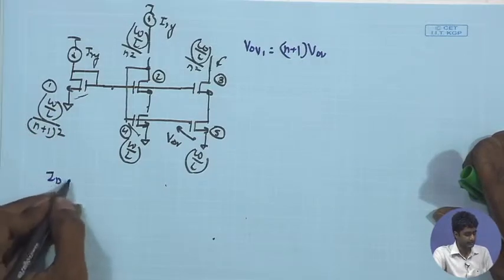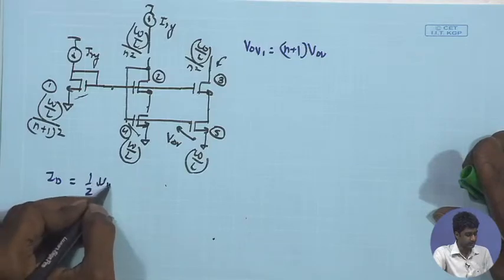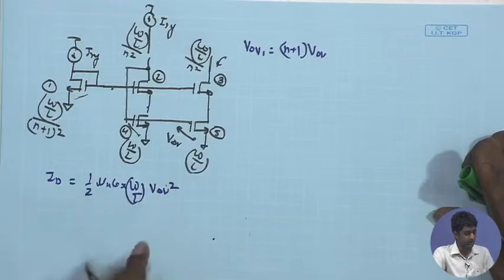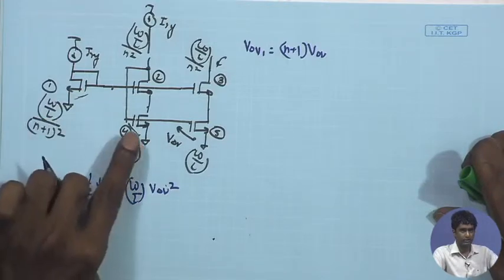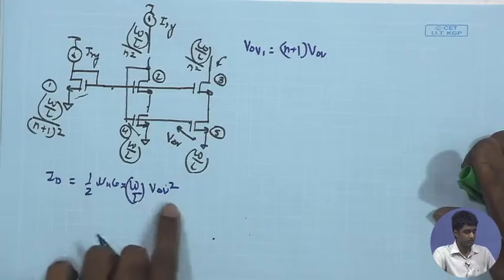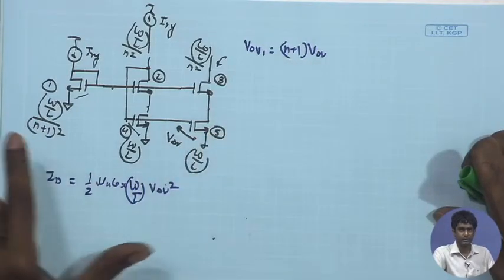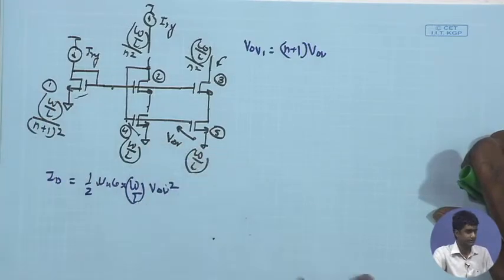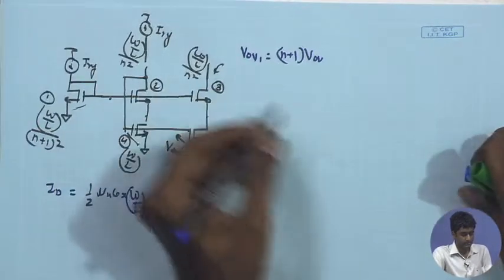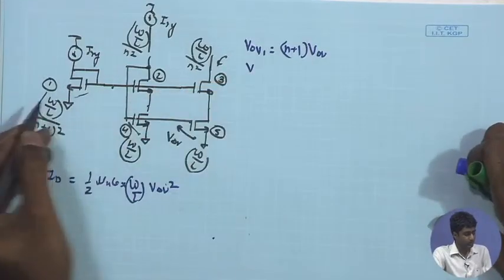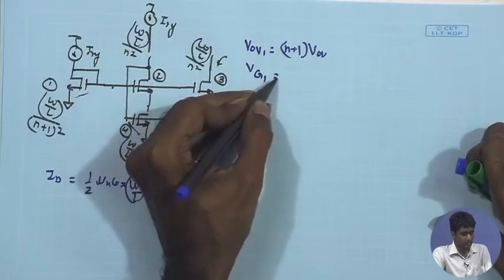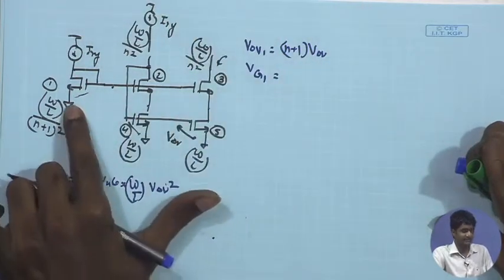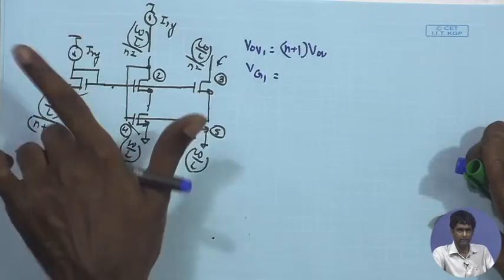So, ID is 1 upon 2 mu n COX W by L, which we are changing by a factor of n plus 1 square, and then V overdrive square. So, here if I have a ratio of W by L of n plus 1 square, the V overdrive will have a ratio of n plus 1. Therefore, the V overdrive of 1 is going to be n plus 1 times V overdrive of these devices, and therefore, what is the VG1? VG1 is V overdrive plus VT, because V overdrive is VGS1 minus VT, VS is 0, therefore, VG1 is going to be V overdrive 1 plus VT.